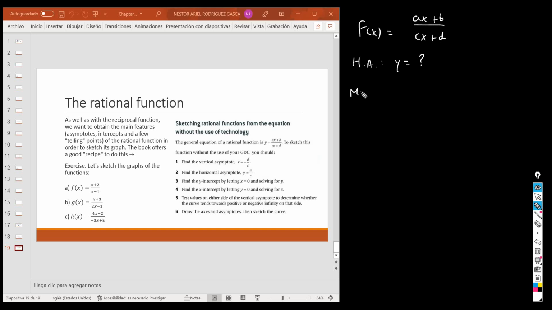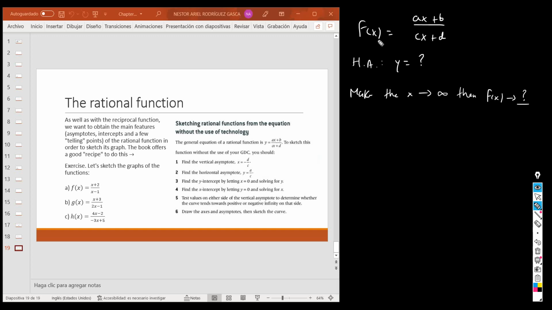is make the x, the variable, approach infinity, and then observe whether the function approaches a specific value. A specific value, guys, a specific number. Okay, you must find a number here. And if you find it, then that number is going to be the horizontal asymptote.